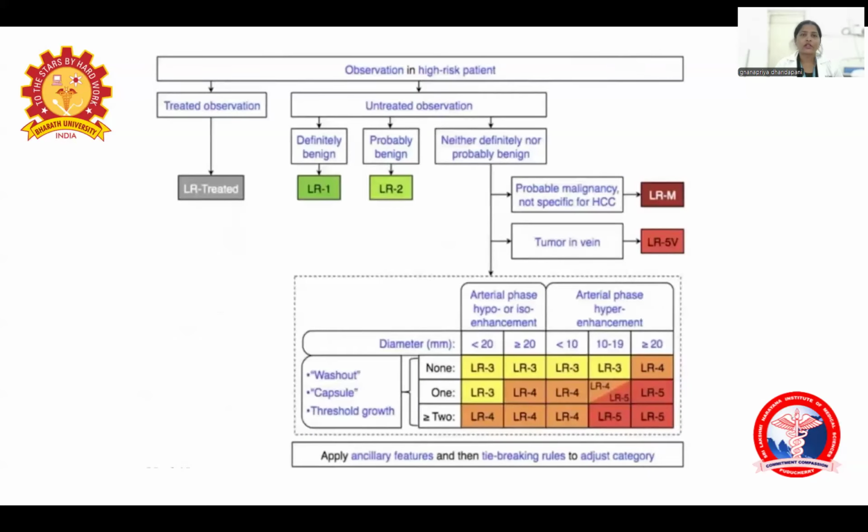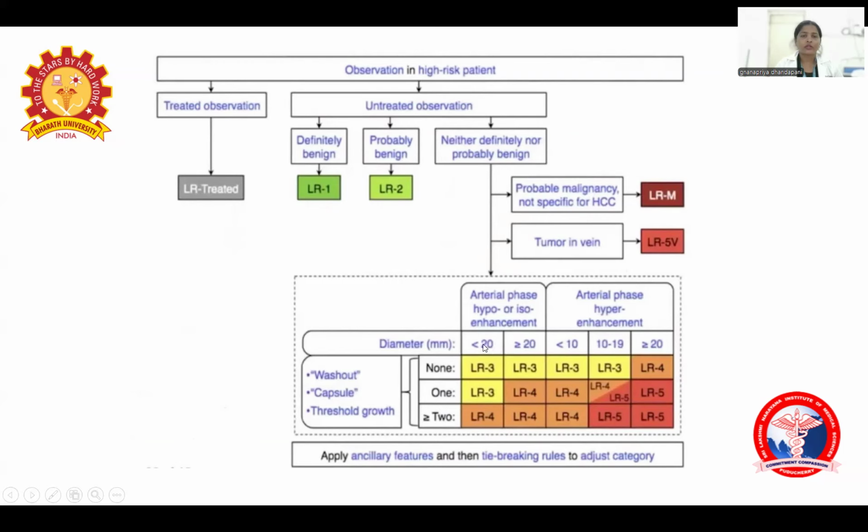If those lesions are neither definitely nor probably benign, then we have to use these other 5 features. The first feature is the arterial phase enhancement. So either the lesion is arterial phase hypo or iso enhancement, or the lesion shows arterial phase hyperenhancement. Coming to the lesion showing arterial phase iso or hypo enhancement, divide the lesion as less than 2 centimeter in size or more than 2 centimeter in size.